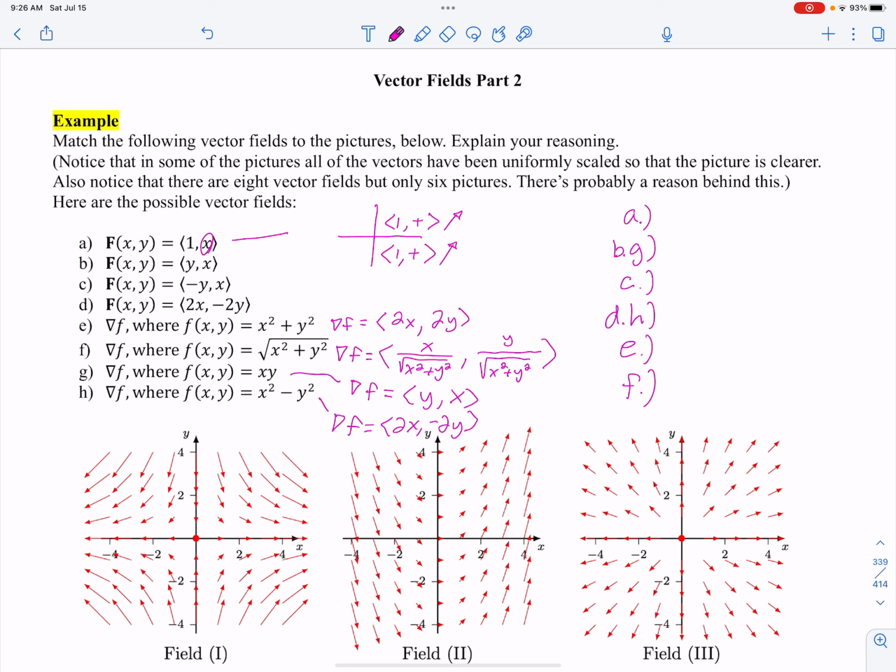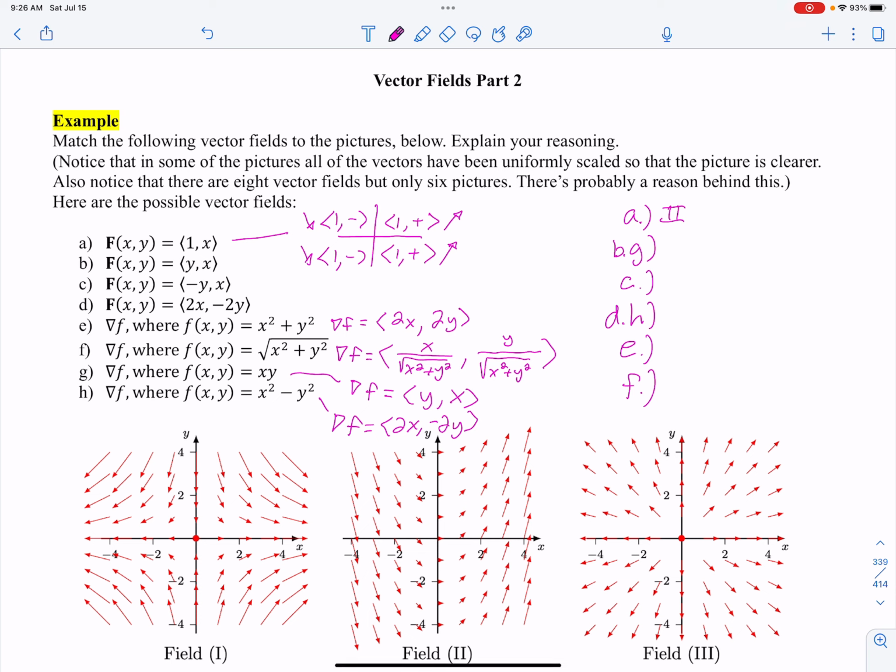X is positive, so the j component is going to be positive. Okay, I get a 1 here. X is negative in this quadrant, so the j component's going to be negative. And then the same thing down here. So these go to the right and down. So I'm looking for a graph that looks like that. We only have one option in our list. This option is 2.